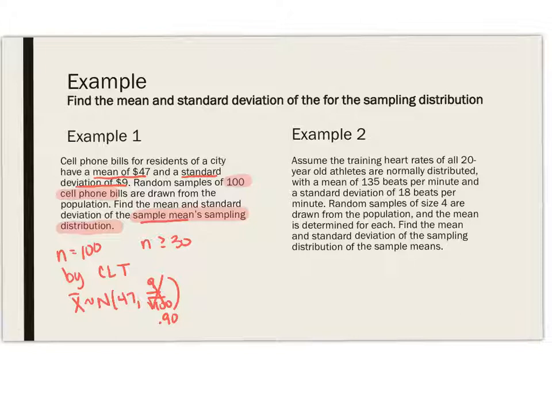Assume the training heart rates of all 20-year-old athletes are normally distributed with a mean of 135 beats per minute and a standard deviation of 18 beats per minute.